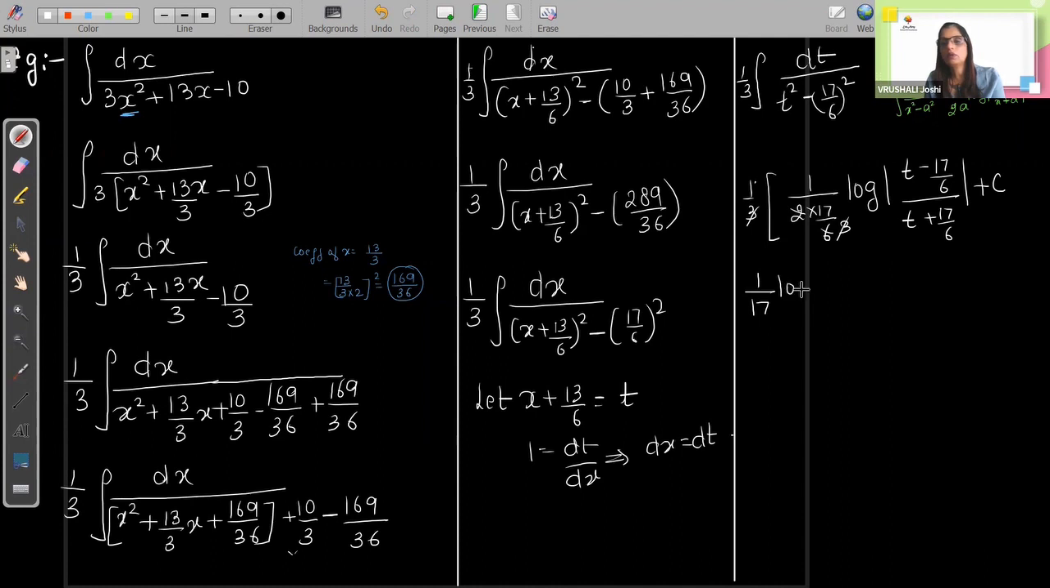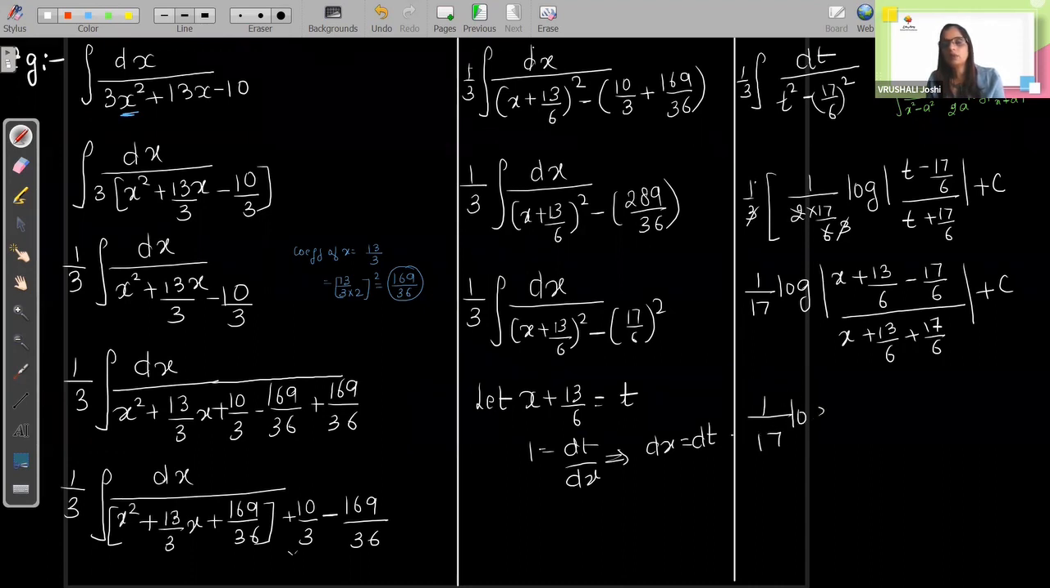1/17 log of the original value of t is actually modulus t. t का वैल्यू क्या लिया हमने? t का वैल्यू x plus 13/6. So it is x plus 13/6 minus 17/6 divided by x plus 13/6 plus 17/6 modulus plus c, correct? तो can we solve this further? क्या आएगा ये?